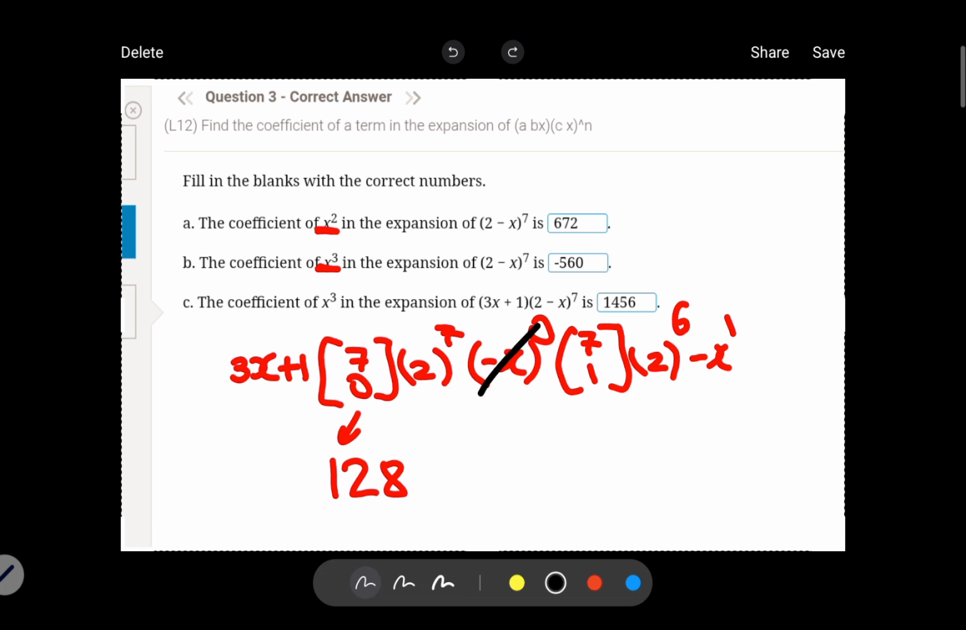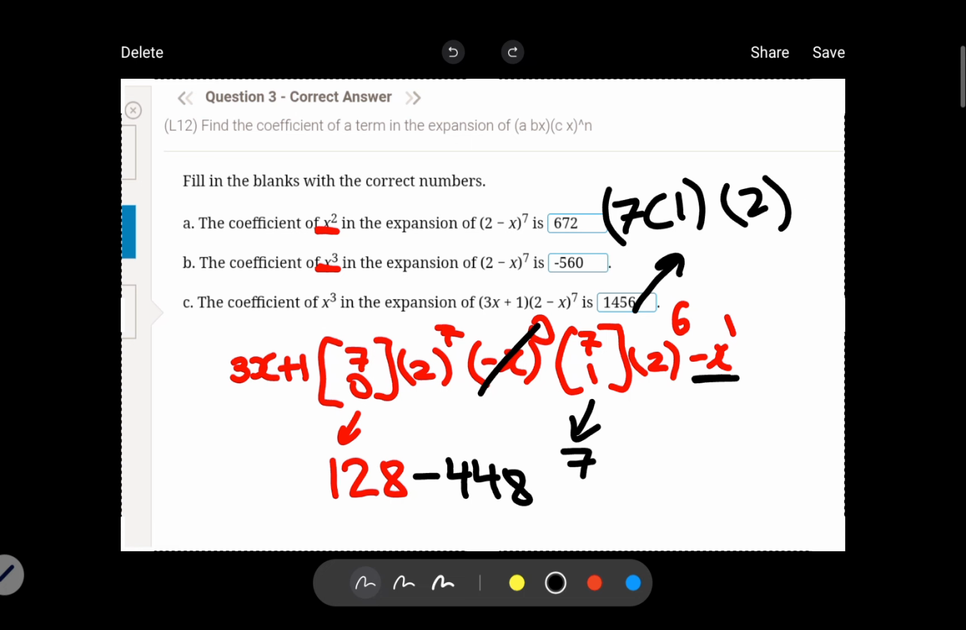Okay, then 7 combination 1, this is 7, 2 to the power of 6, times 7 is 448, but because it's negative, it's the power of an odd number, it will stay negative, so it will be negative 448. For this one, you put it like this on the calculator, by the way. Don't forget the brackets.